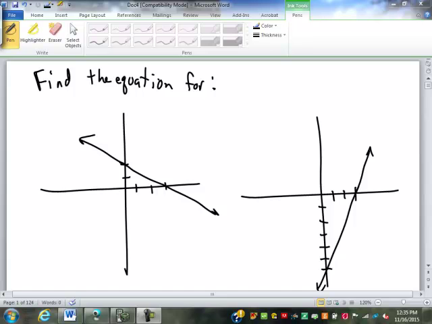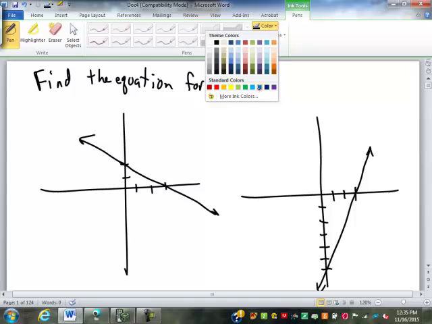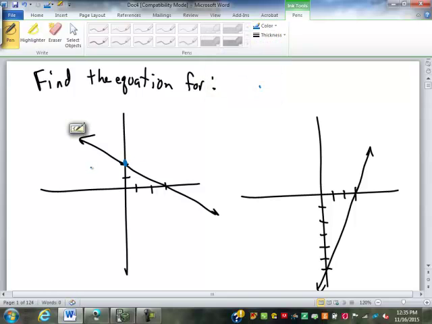So for the first one, where do we start off with on these always for an equation? Always the y-intercept. So for this one, that y-intercept is going to be what? 2. It's right there at positive 2. Perfect. So in my equation, 2 is added to the x at the end of the equation.